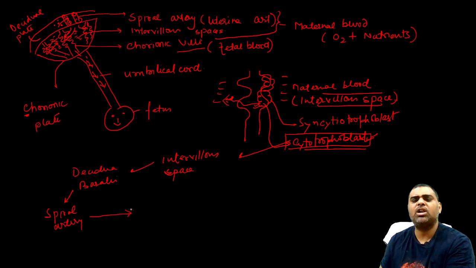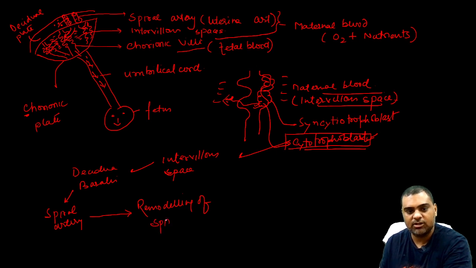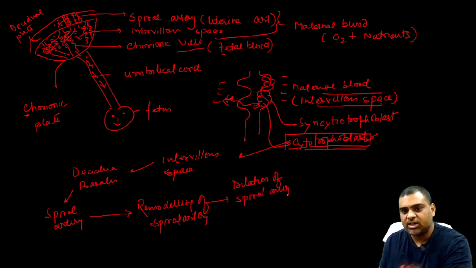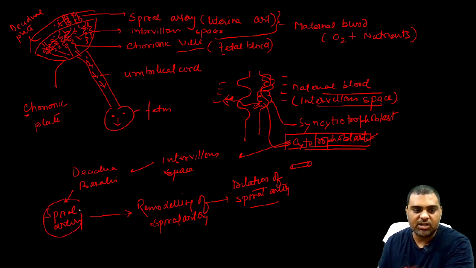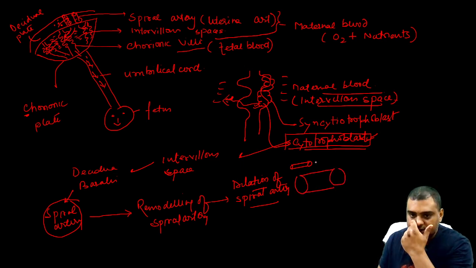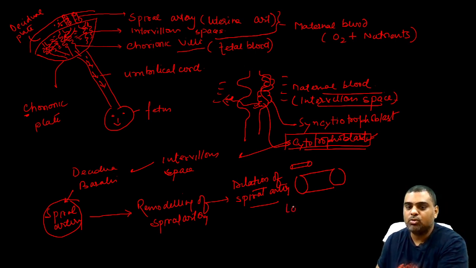Then through a lot of microbiological steps, they cause remodeling of the spiral arteries. They cause dilatation of the spiral artery. For example, if the initial spiral artery is like this, after cytotrophoblast invasion, when the cytotrophoblast comes inside the spiral artery, its diameter becomes like this. So the resistance of the spiral artery decreases, the diameter increases, and they become a loose vascular channel.